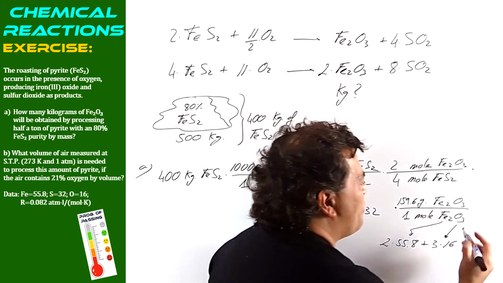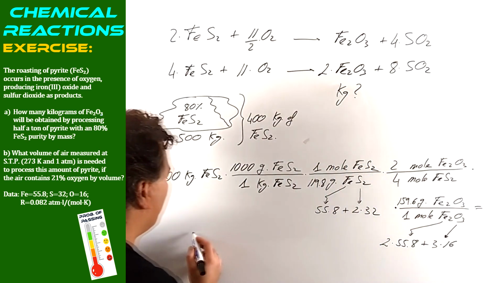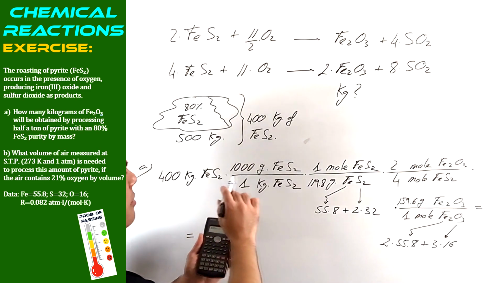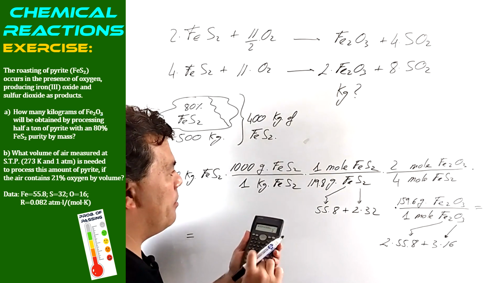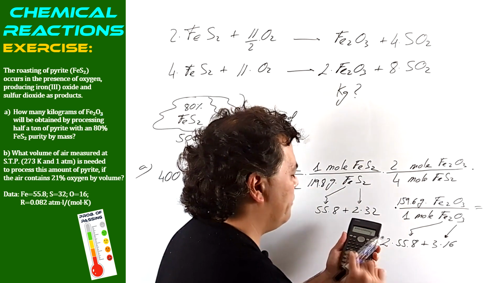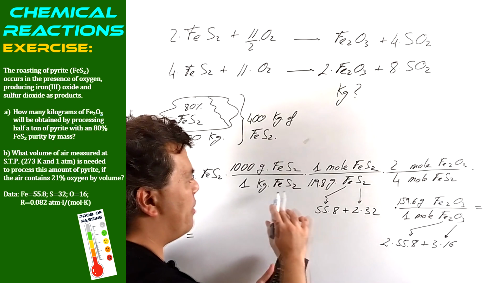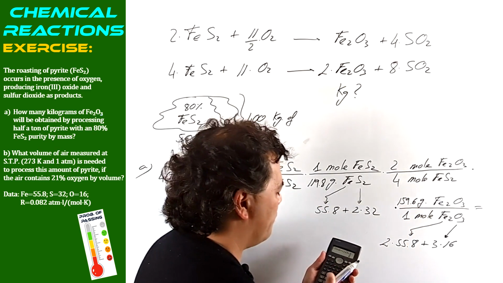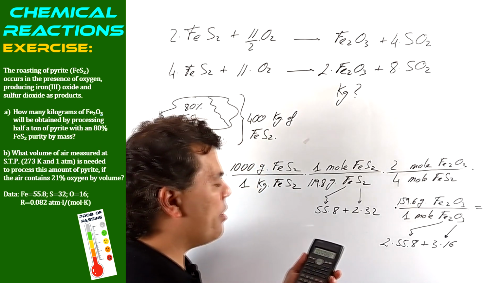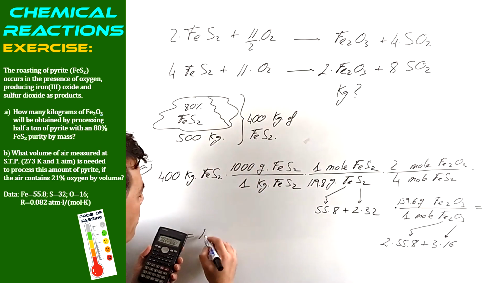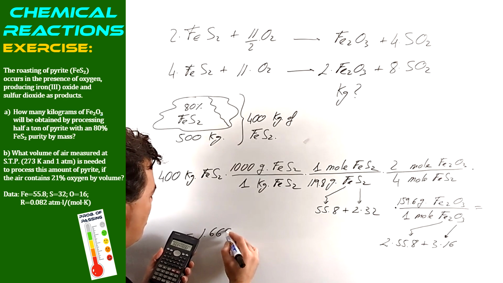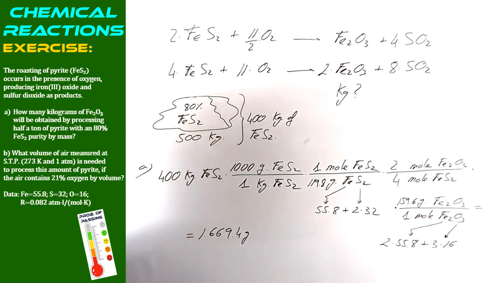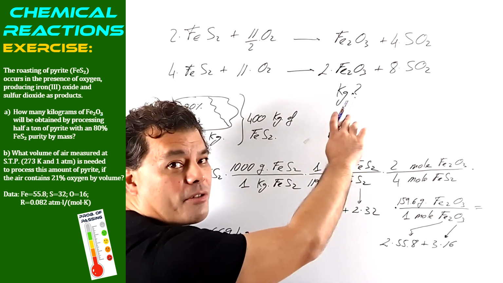And now we are doing with our calculator 400 times 1000 multiplying 2 and divided by 119.8 times 4. And we are obtaining 1669.4 grams of iron 3 oxide.